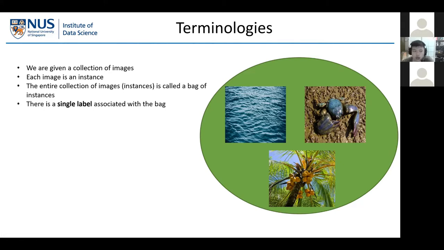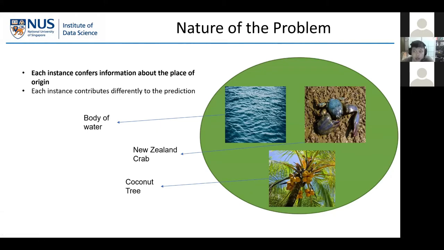And what we are trying to do here is classify the location, right? We want to predict what place the person visited during this time, given just this information. What's the nature of this problem? Each instance here confers some information about the place of origin. So when you're given this bag of instances, each instance might have something to say about the label, in this case, the location. Each of them contains some information that you can use independently, or you can perhaps combine them to infer the single label associated with this particular bag.